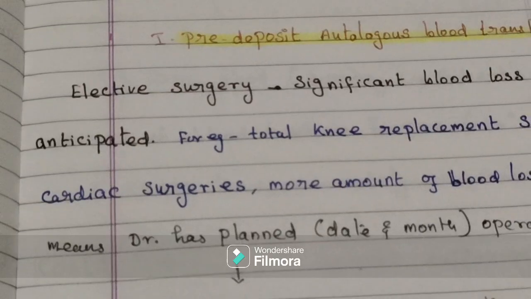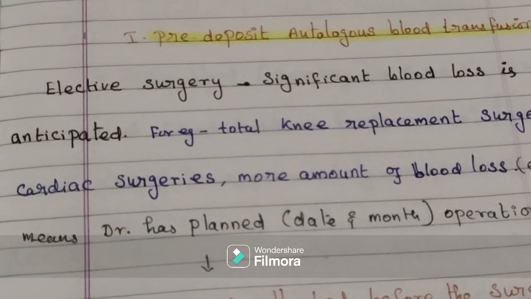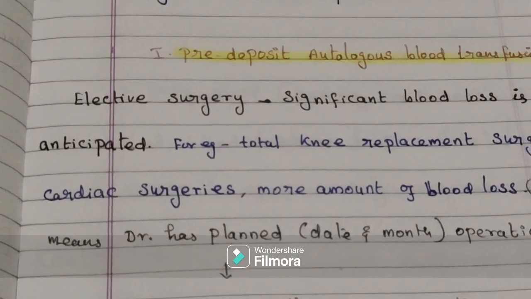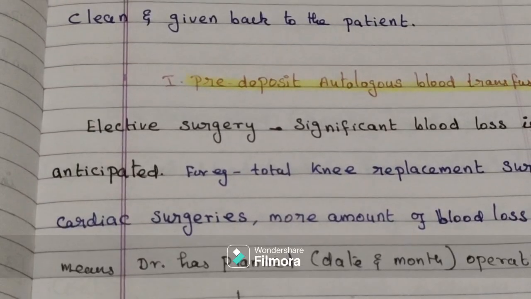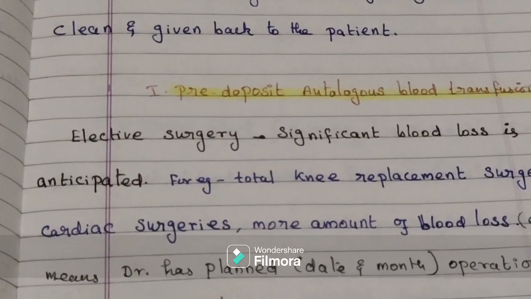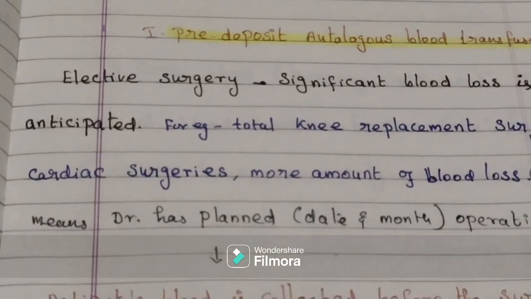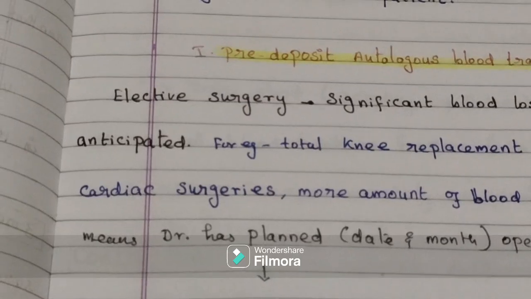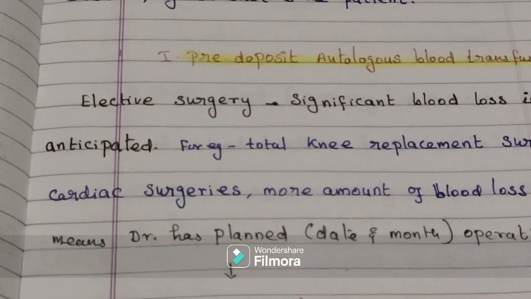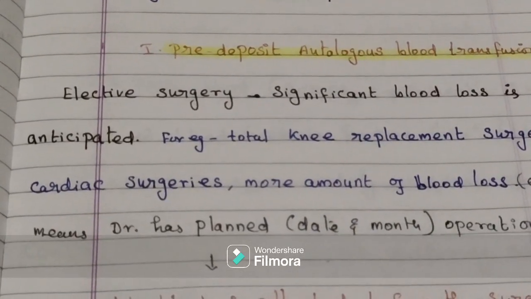First one is the free deposit autologous blood transfusion method. This is basically indicated in the case of elective surgery. For example, some elective surgeries where significant blood loss is anticipated, such as total knee replacement surgery or cardiac surgery, where a larger amount of blood loss is expected, in those situations we are going to use it in elective surgery.